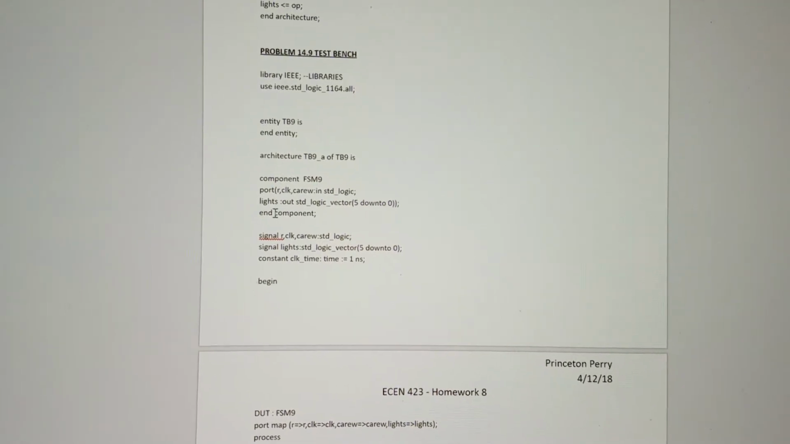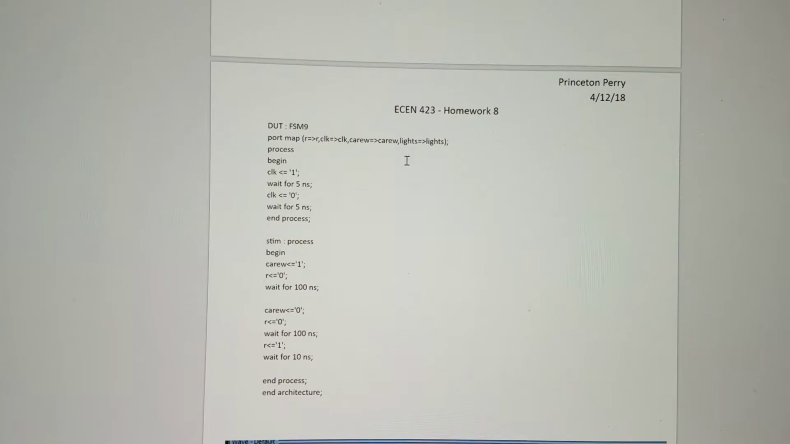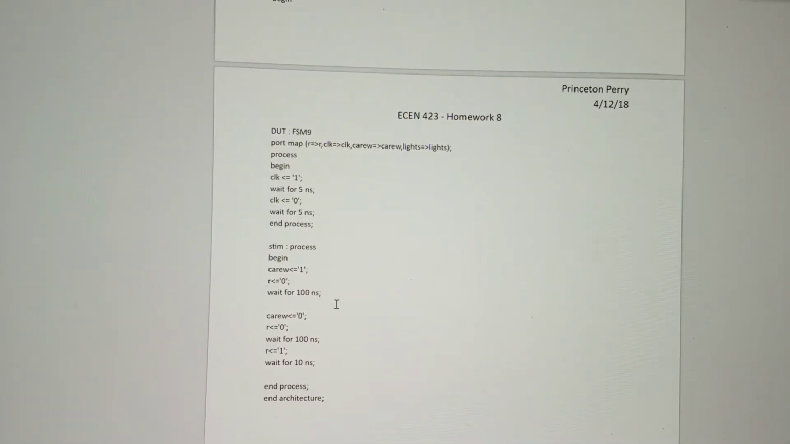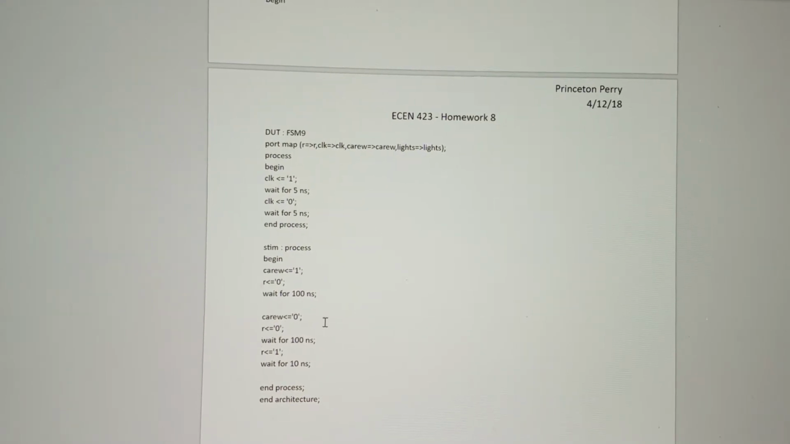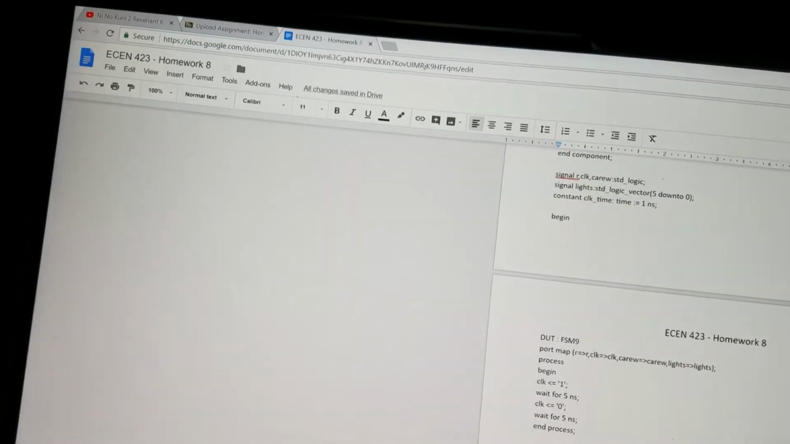Again, the test benches are pretty much the same as the others. There's just adding in the component here and our signals. Our port map is pretty much the same, as well as our clock, our car east-west signal, and our reset. So moving on to the simulation.